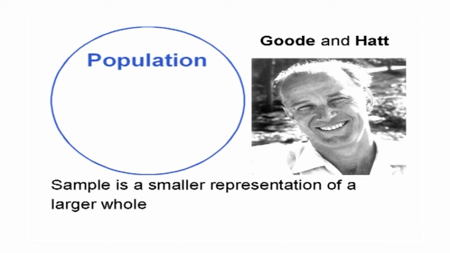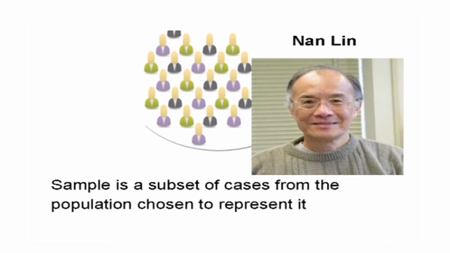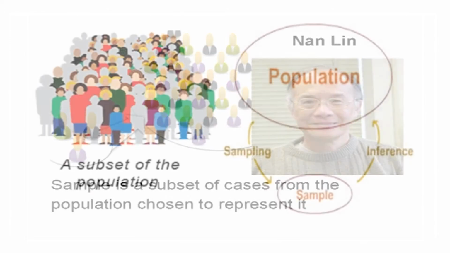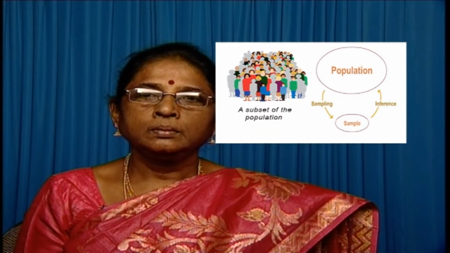Goode and Hatt defined a sample as a smaller representation of a larger whole. Nachmias defines it as a subset of cases from the population chosen to represent it. By using the characteristics of the subset, we can infer the qualities of the population. The statistical image of the population can be derived by sampling.